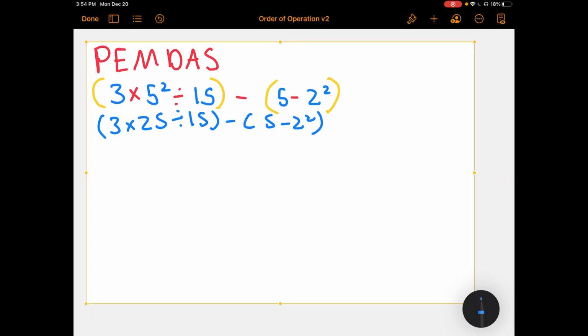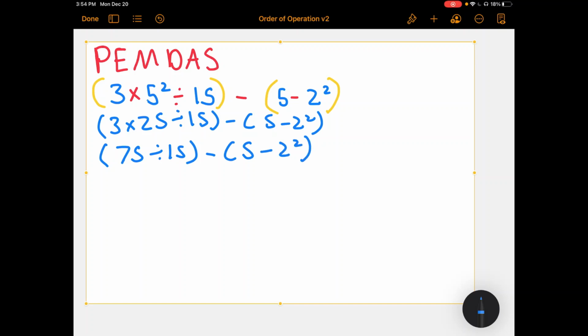So here, we're going to multiply first, the 3 times 25. That's going to give us 75 divided by 15. Now we could solve it here, but I'm going to rewrite it just to make sure everyone sees what happened. The 3 times 25 gave us the 75, and we just brought everything else down. So divided by 15 is still there, minus 5 minus 2 squared.